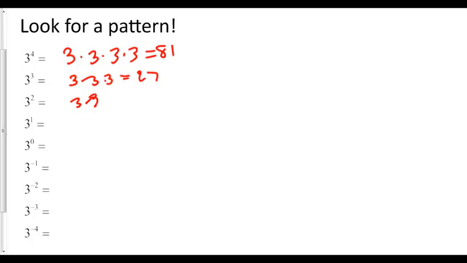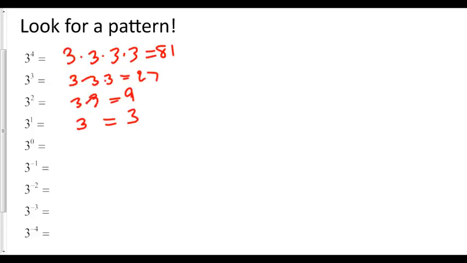3 to the 4th, right? That means that I'm going to use 3 as a factor 4 times. So 3 times 3 times 3 times 3, and this gives me 81. 3 to the 3rd, I'm using 3 as a factor 3 times, and that's 27. 3 squared, using 3 as a factor twice, that gives me 9. 3 to the 1st, I'm just using 3 once, that's 3. And 3 to the 0 is 1.